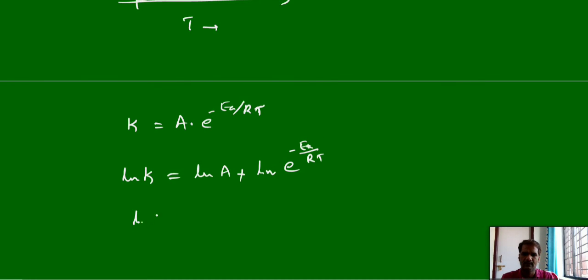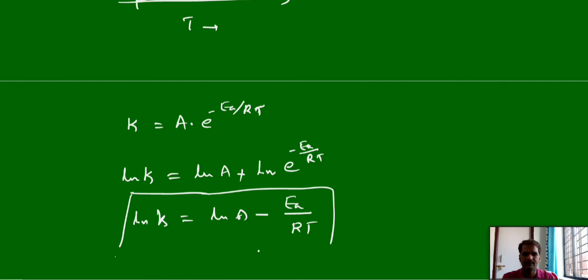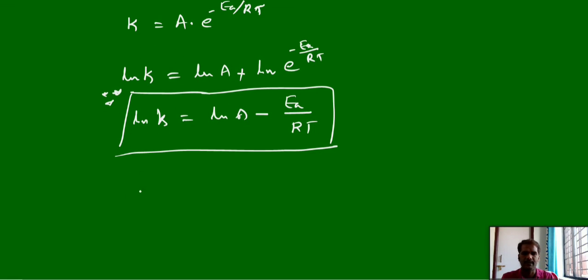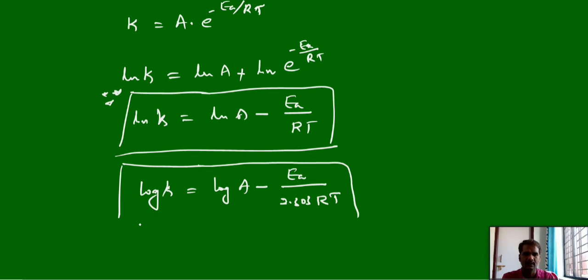You can write directly ln of K is equal to ln of A minus Ea by RT, and this is another form of the Arrhenius equation. And to convert the ln into the log, you can multiply with 2.303. Further you can convert that ln into the logarithmic form. Then log K is equal to log A minus Ea by 2.303 RT, and this is another form of the Arrhenius equation.